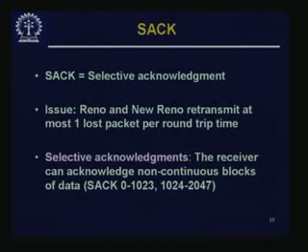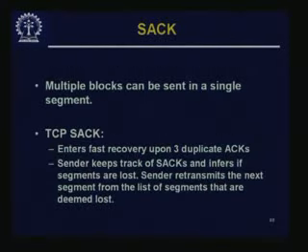With selective acknowledgement, the receiver can acknowledge non-contiguous blocks of data, that means SACK of 0 to 1023, 1024 to 2047 and so on. Multiple blocks can be sent in a single segment, and in TCP SACK it enters fast recovery upon 3 duplicate ACKs. The sender keeps track of SACKs and infers if segments are lost. The sender retransmits the next segment from the list of segments that are deemed to be lost, like fast retransmit.